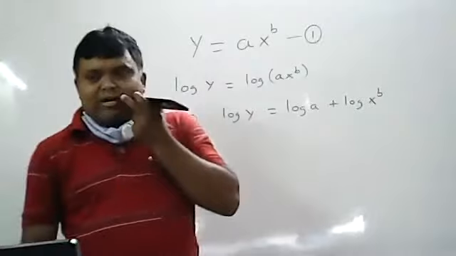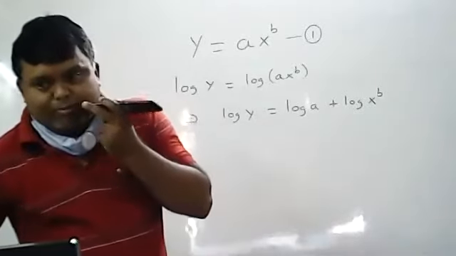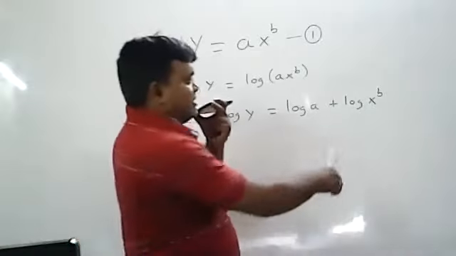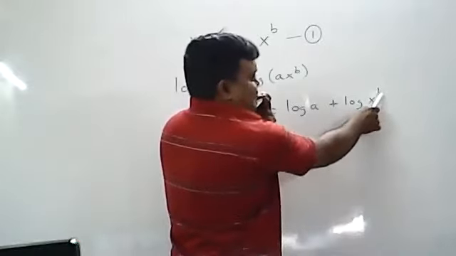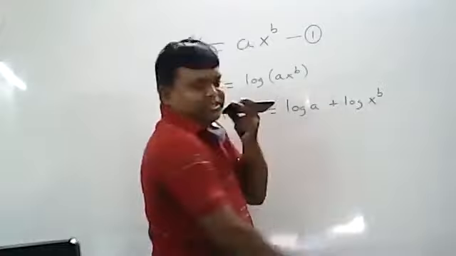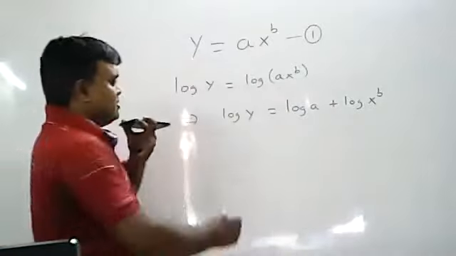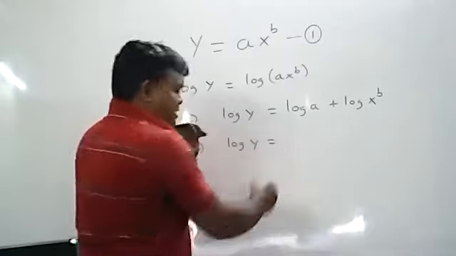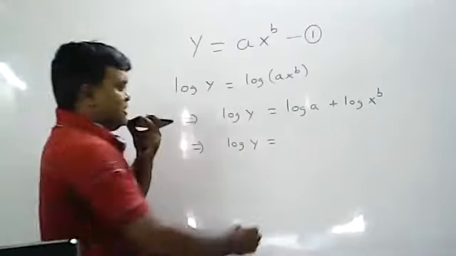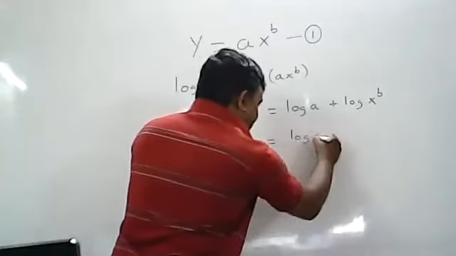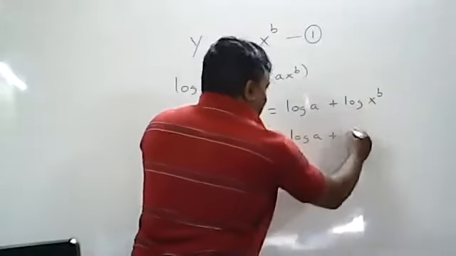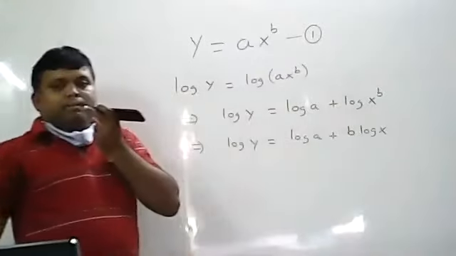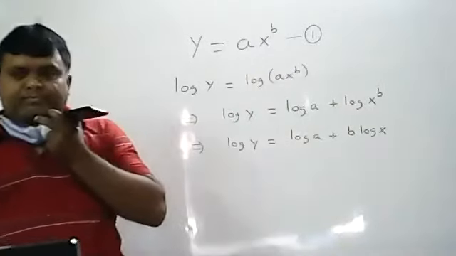One more formula you have learned: the log a power b formula. What is the log a power b formula? b log a. So log of x power b is b log x. Finally, this implies log y equal to log a plus b log x.